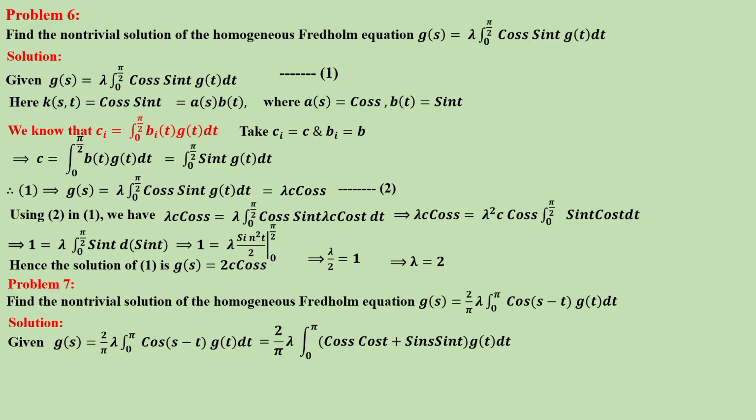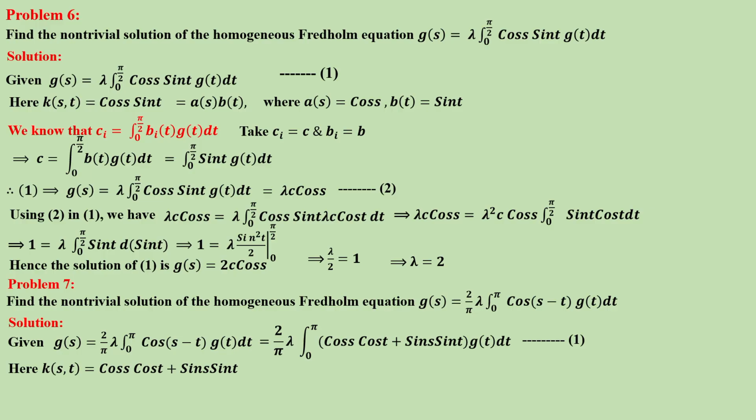So 2 divided by πλ, integral 0 to π. Using the cos(a − b) formula, cos a cos b plus sin a sin b, we get cos s cos t plus sin s sin t, times g(t) dt. That is equation number 1. So here the kernel K(s,t) is equal to cos s cos t plus sin s sin t.